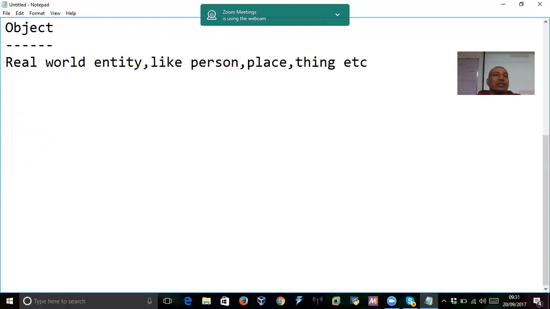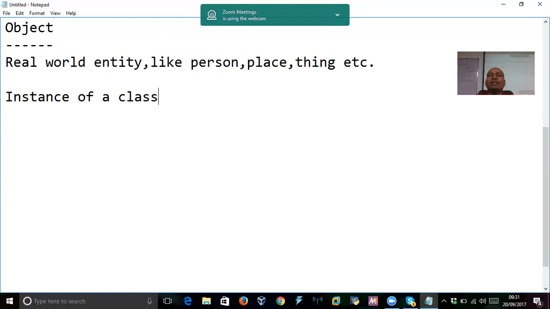Infinite things are there in the world. We cannot keep writing everything. But that's an object. This is the generalized definition. In general, we just say that. But when you talk technically, what is an object? Let me talk about it. An object is an instance of a class. This is a textbook or documentation definition. Generally, we prefer the Oracle documentation. This is from the Oracle document. It's an instance of a class.